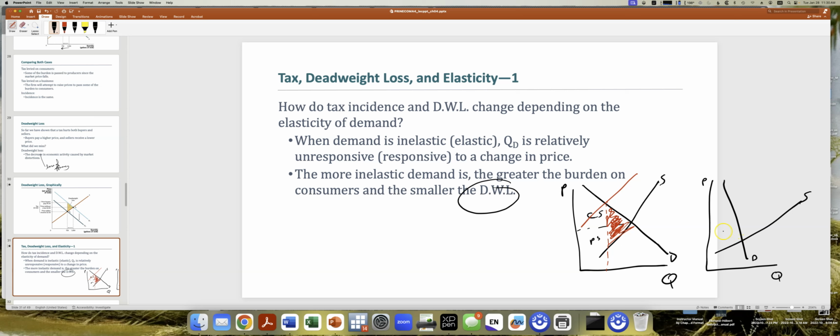Okay, now close the tax. Look at this. The deadweight loss is a lot smaller. Why? Because the demand for the good is inelastic. So the consumer is going to buy a lot less here because this curve is pretty elastic. For the inelastic curve, they're not going to change how much they buy that much because the nature of the good is that it is inelastic.